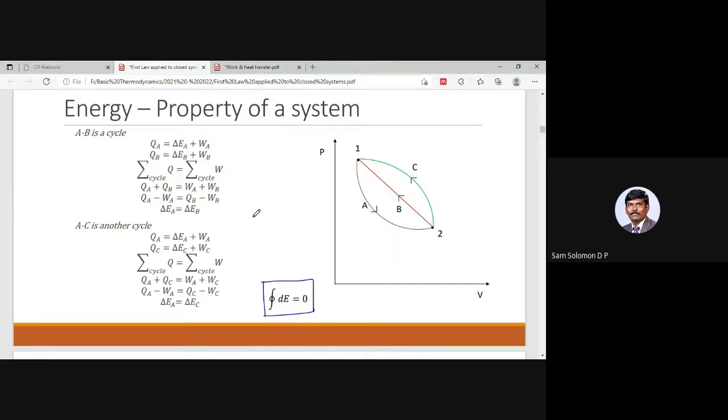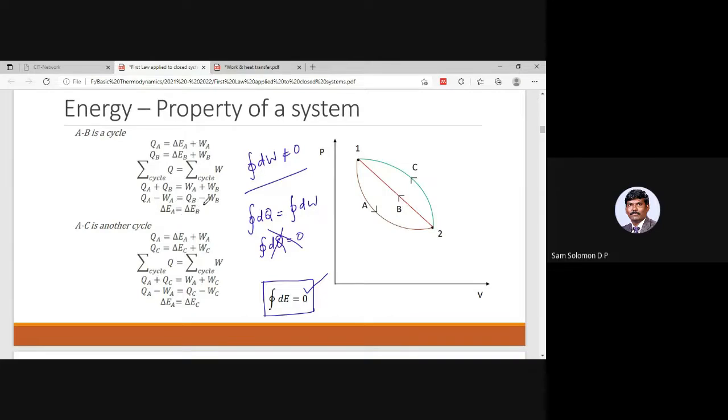In the previous case, in the first law, what we saw was cyclic integral of dQ is equal to cyclic integral of dW. Never, ever will we say cyclic integral of dQ is equal to 0. Absolutely wrong, because this is path dependent. So you won't have cyclic integral of dQ equal to 0. Neither will you have cyclic integral of dW equal to 0. No, it is not equal to 0. But cyclic integral of dE is equal to 0.